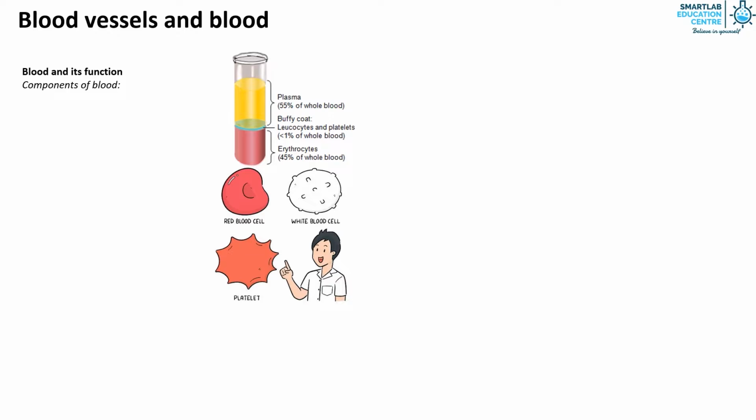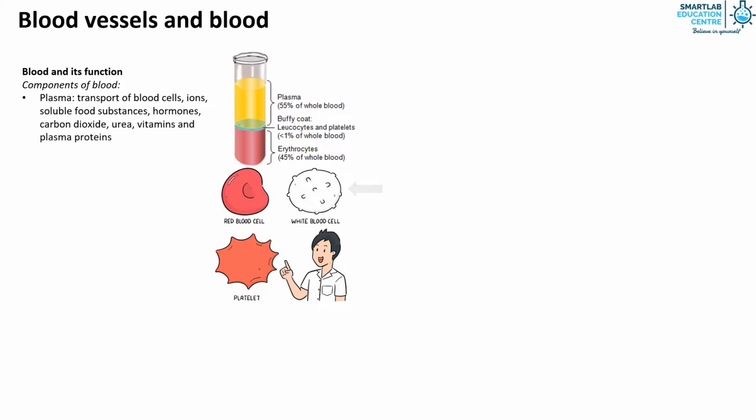We will now study the blood in greater detail. Let's begin with what are the components of the blood. First we have plasma, which takes up 55% of whole blood volume. The plasma transports blood cells, ions, soluble food substances, hormones, carbon dioxide, urea, vitamins, and plasma proteins.